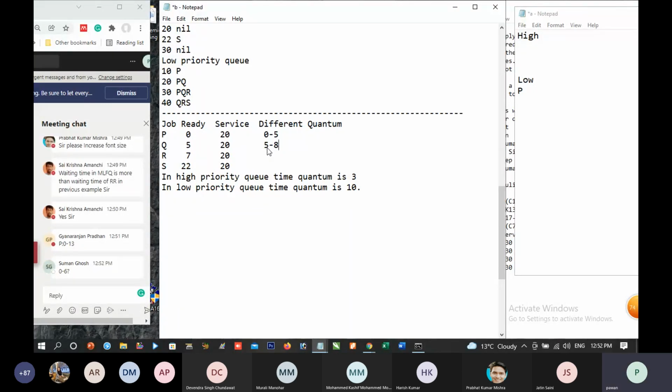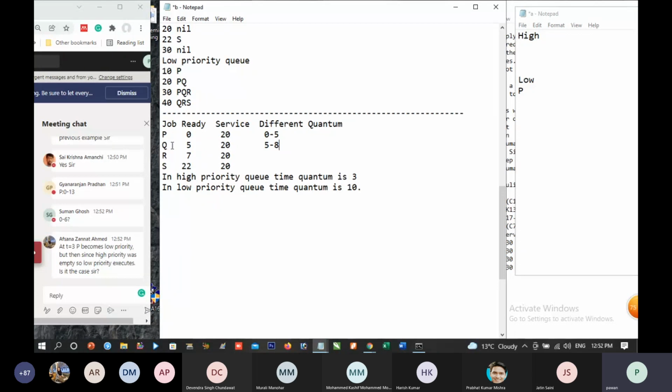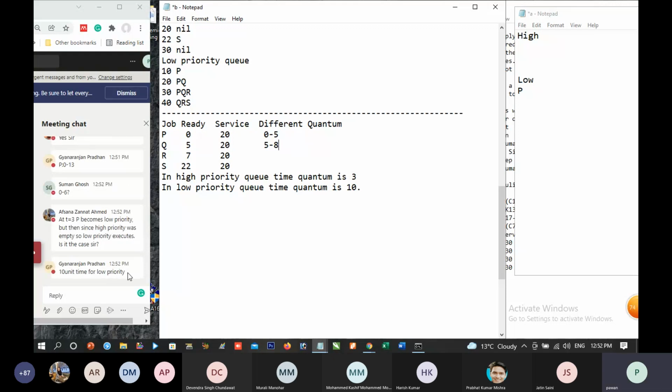And at 7, another job R has come, but 3 unit time will be given to a high priority queue. Yeah, at time t equal to 3, P has become a low priority, but there is no competitor for it, so let it go through. That's yes, fully correct, Jannat.